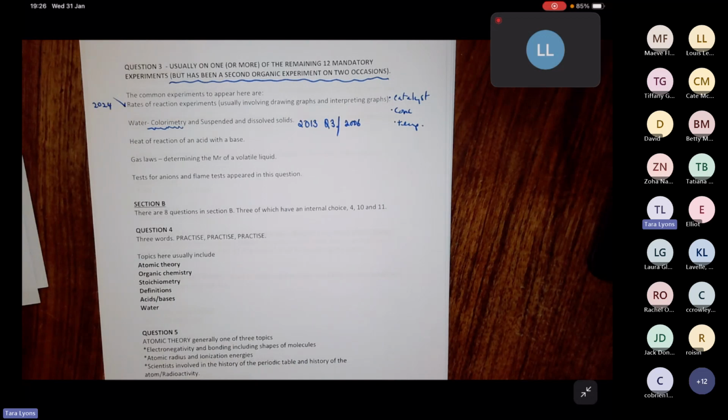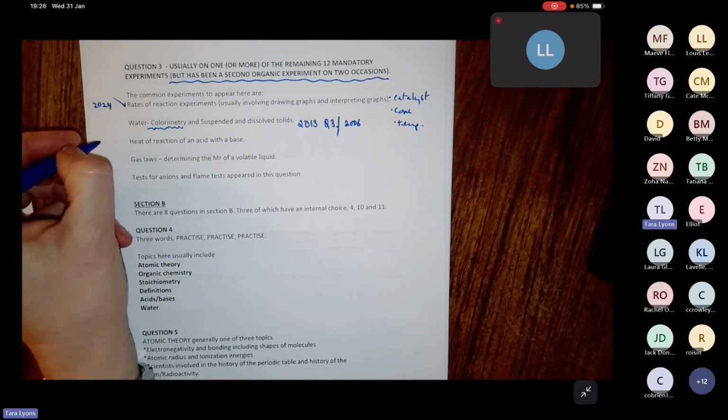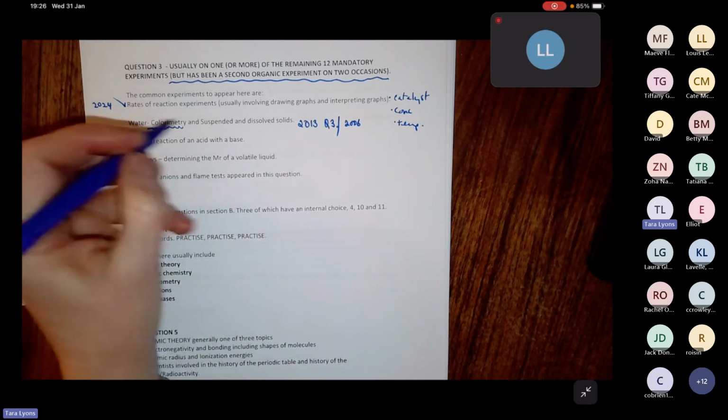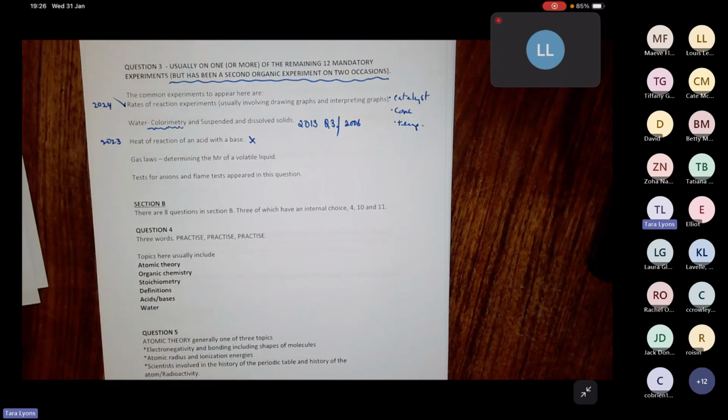The heat of reaction with an acid and a base, folks, that was 2023. So that's the least likely one for you guys. It hadn't been there for a few years, and we were expecting it in 2023. So thank goodness it turned up. And I would have been in this class this time last year telling them that it was one that would be quite possible. But that's now 2023, so it's probably the least likely one for us to appear.